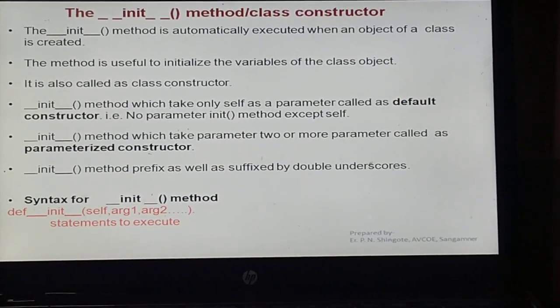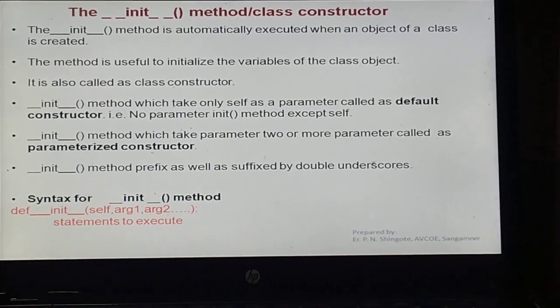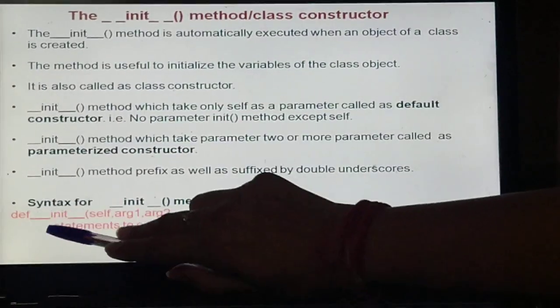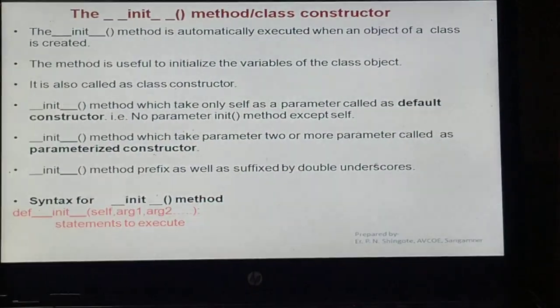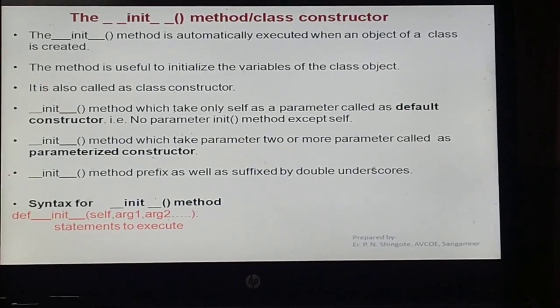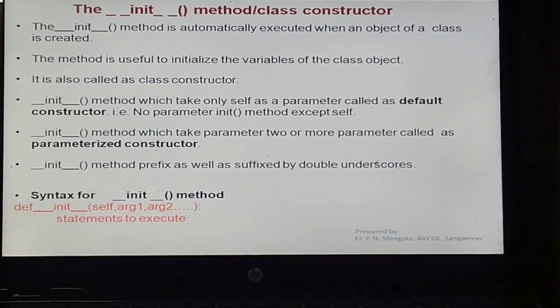The method is useful to initialize the variables of the class object. The init method can be declared as def underscore underscore init underscore underscore. It should always have the self argument. Okay, whenever we define the init method, it must contain the self object.